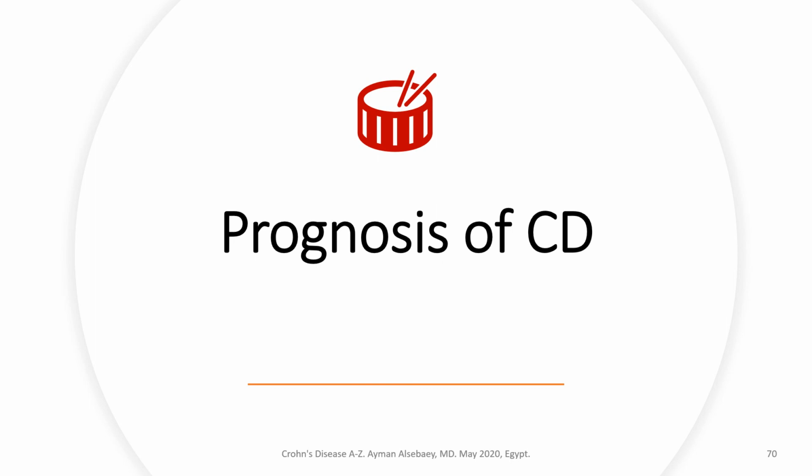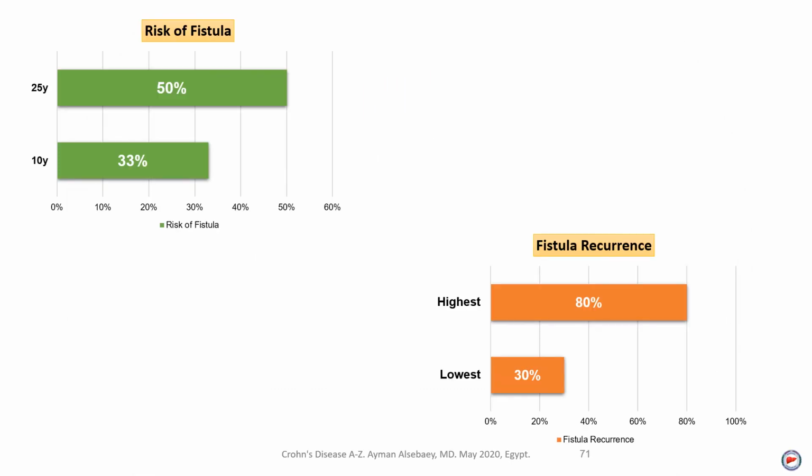What is the prognosis of Crohn's? If we remember the definition of Crohn's disease, it is a chronic destructive disease, as the ECCO defined it. After 10 years of diagnosis, 33% of the patients will have complex perianal fistula, and the number increases to 50% after 25 years. If we do surgical removal for the fistula, the recurrence may occur in a range of 30% to 80% of the patients. A chronic destructive aggressive disease.